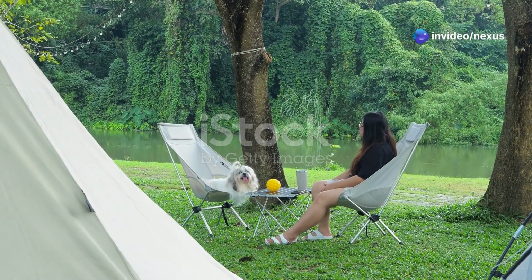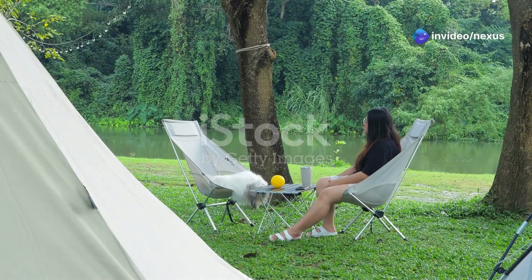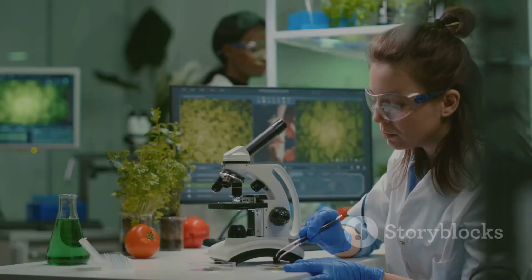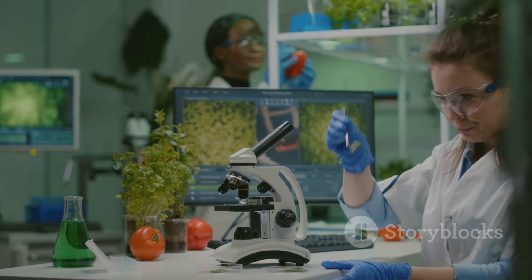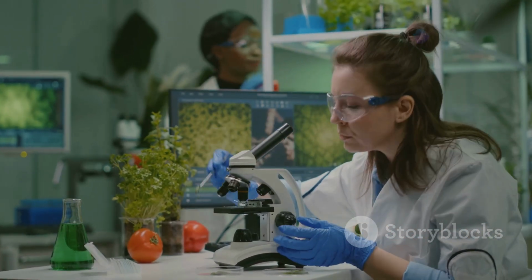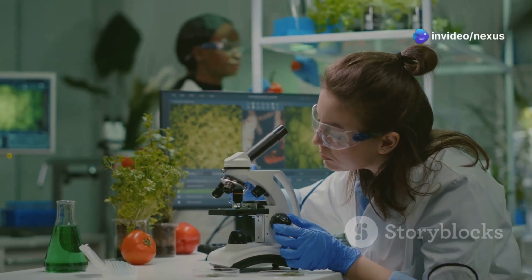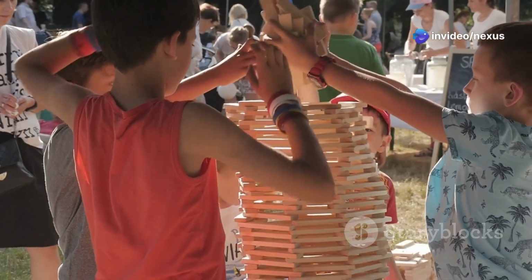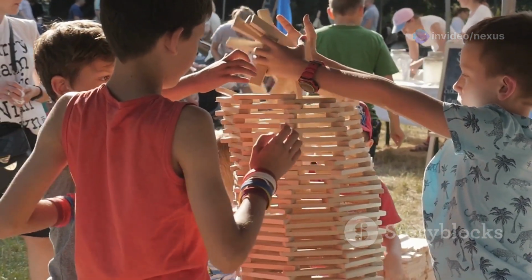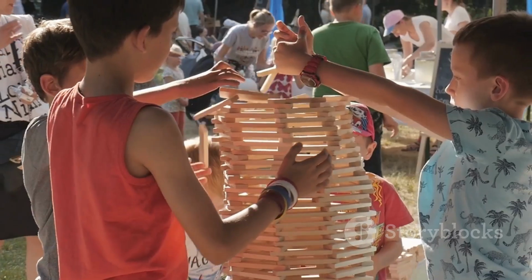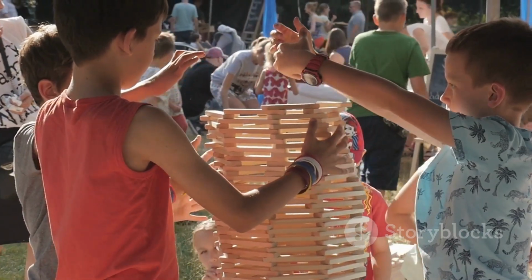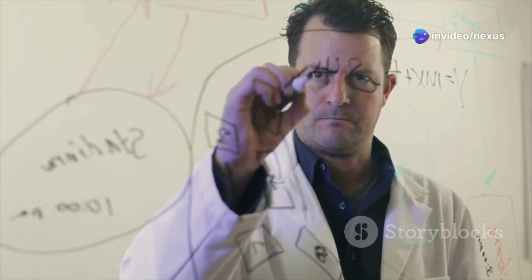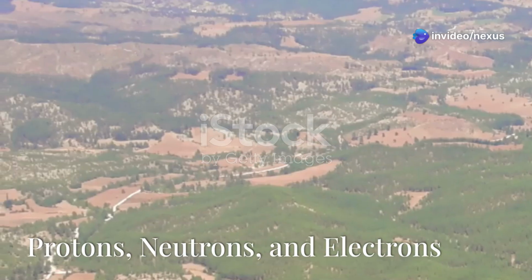Did you know that everything around us, from the chair you're sitting on to the air you breathe, is made up of tiny particles called atoms? It's true. Atoms are the fundamental building blocks of matter, so tiny that you need a super powerful microscope to see them. Just like how Lego blocks can be assembled in countless ways to create different structures, atoms combine to form all the different substances we encounter in our daily lives. Understanding atoms helps us understand how the world works at its most basic level.